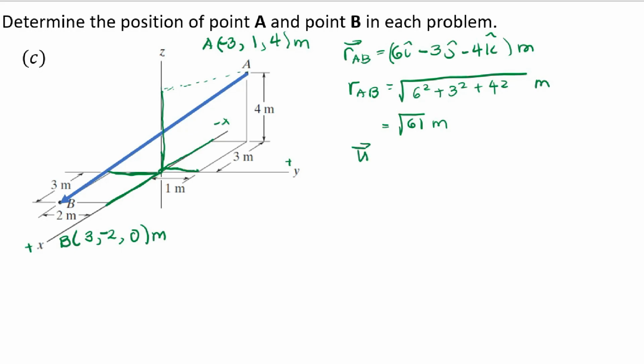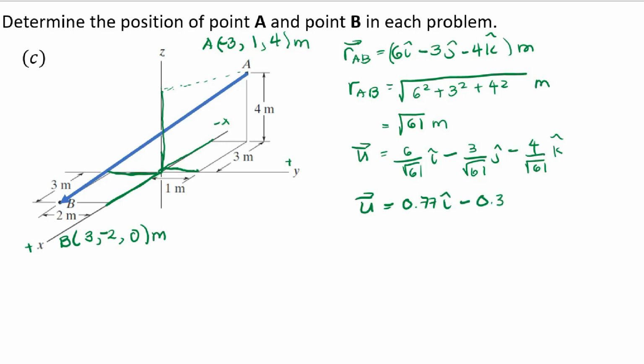And for the unit vector, that will be 6 over square root of 61 i hat, minus 3 over square root of 61 j hat, minus 4 over square root of 61 k hat. And since there is no magnitude, we will have the final answer. That will be 0.77 i hat minus 0.38 j hat minus 0.51 k hat. Okay, so that is now the unit vector.